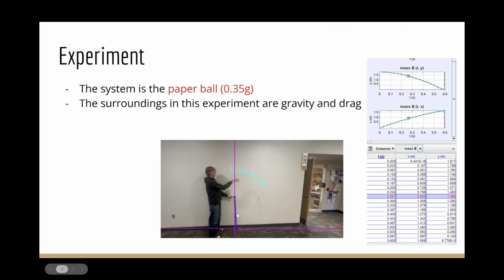So the experiment. The system in this experiment was the paper ball, and the surroundings were gravity and the air resistance. This is basically the experiment here. We had the axis, and we threw the ball straight out instead of up or down, because it never explicitly said that it needed to be an upward or downward parabolic motion. And this is the data that we collected and then put into Excel to make the graphs.